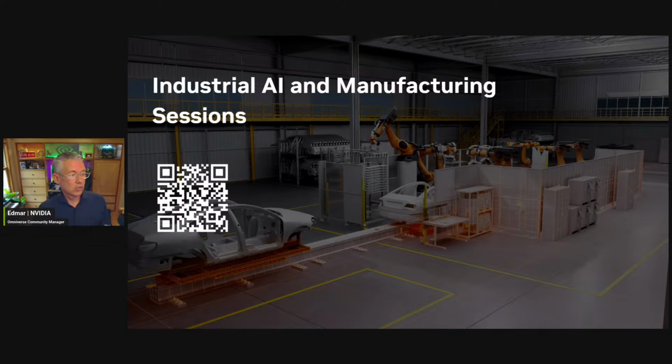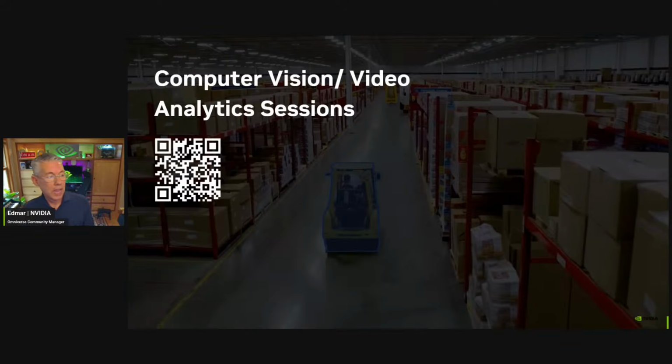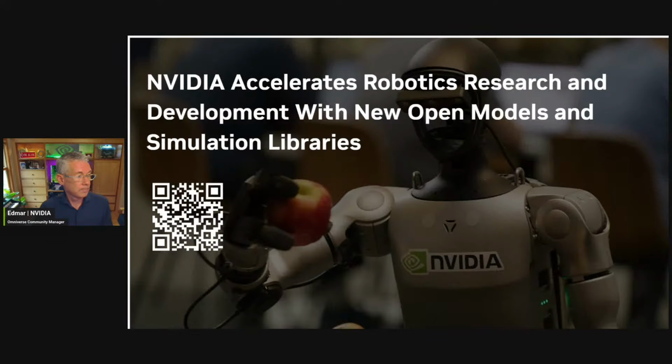We also have industrial AI and manufacturing sessions happening. There's a QR code for that. We also have a page outlining all the computer vision and video analytics sessions. Here's a QR code for that. Don't worry if you miss any of these links. We'll put them in the chat or put them in the video description.